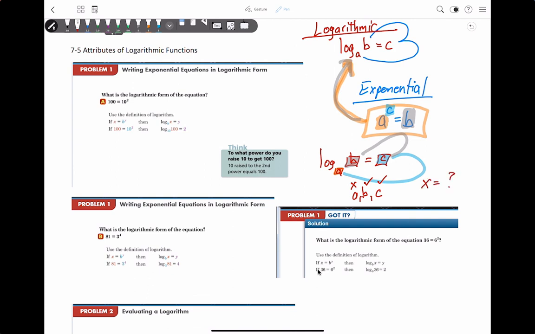Okay, so let's go ahead and go to our example A here. It says, what is a logarithmic form for the equation? So we have an exponential form and a logarithmic form. We're basically going to go from exponential to logarithm over here. So I'm going to concentrate on this 10 base, so it's log base 10. And then I'm going to secondly concentrate on this 2 because it's raised to the power of 2. And then last but not least is going to equal 100.